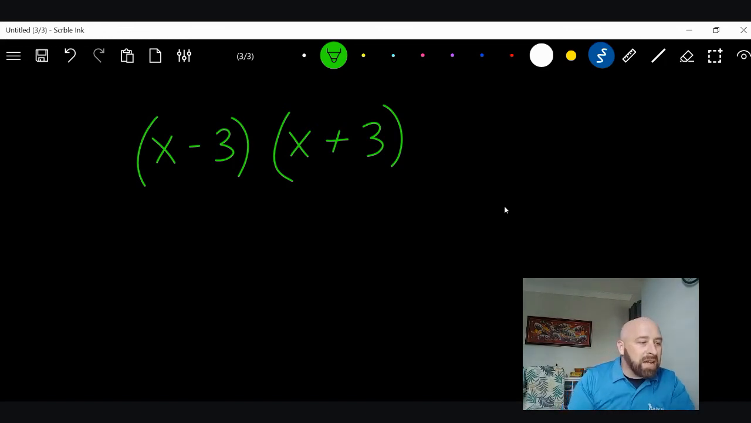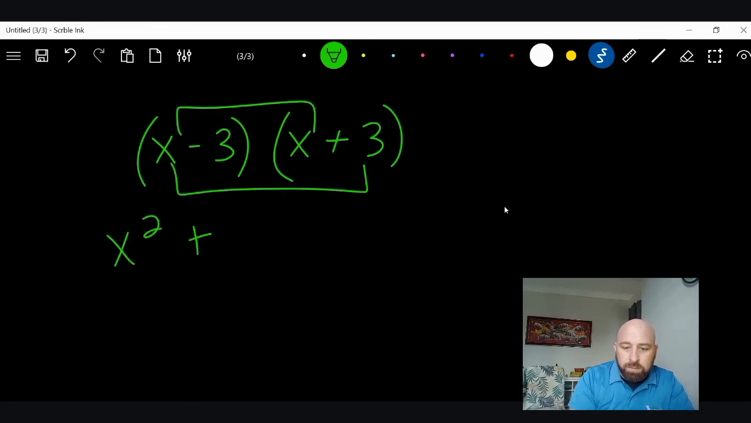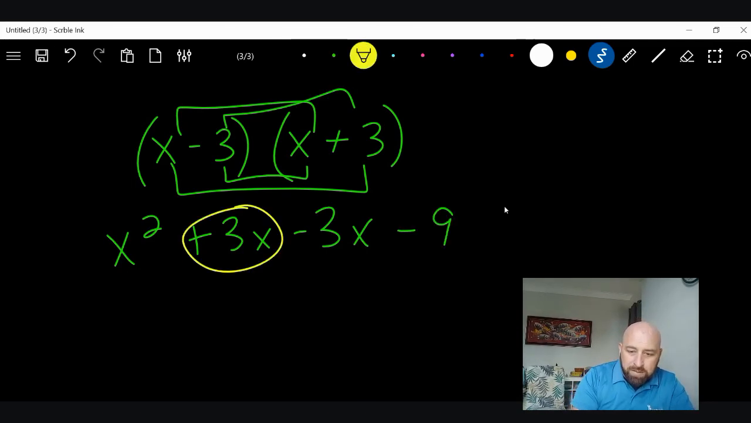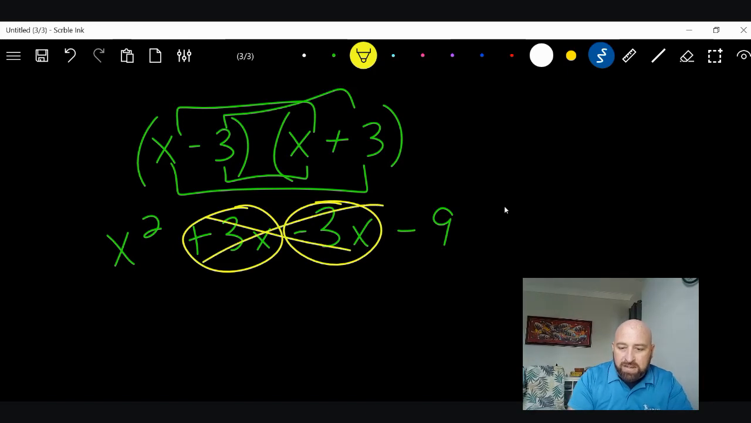Well, every time you do these, if I FOIL these, the middle term is going to cancel. So if you look at this, first, x squared. Outer, positive 3x. Inner, negative 3x. And then last, negative 9. So look what happens to these middle terms. Positive 3x, negative 3x. Those cancel. And so I'm left with x squared minus 9.